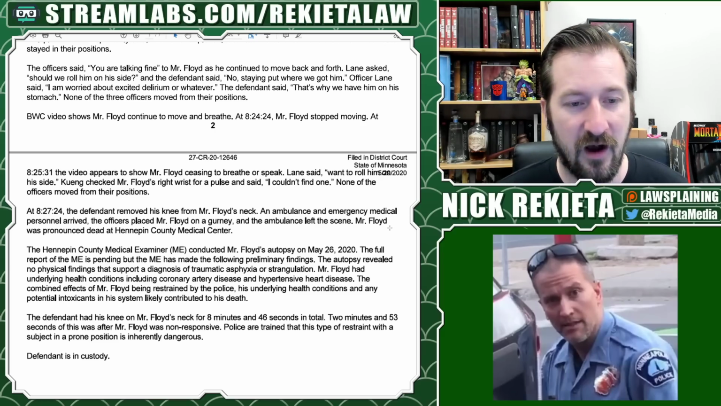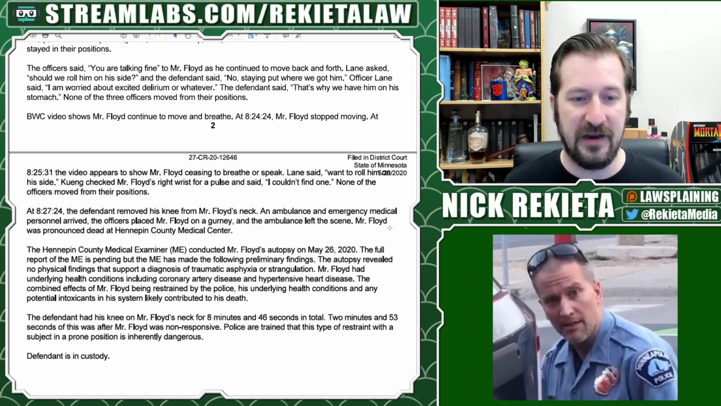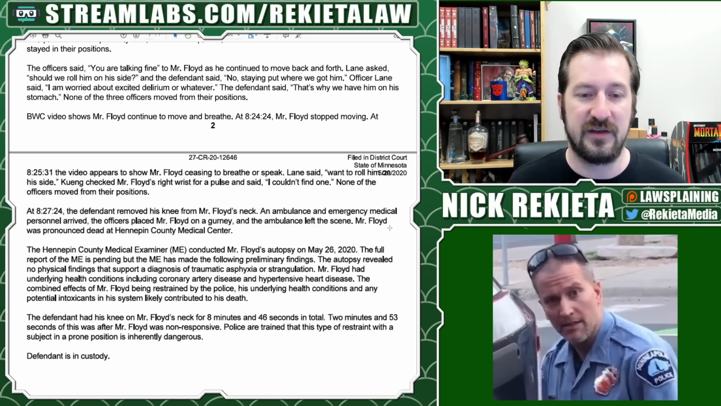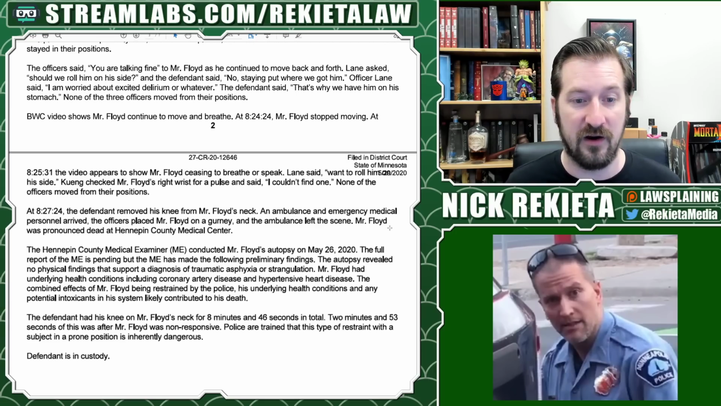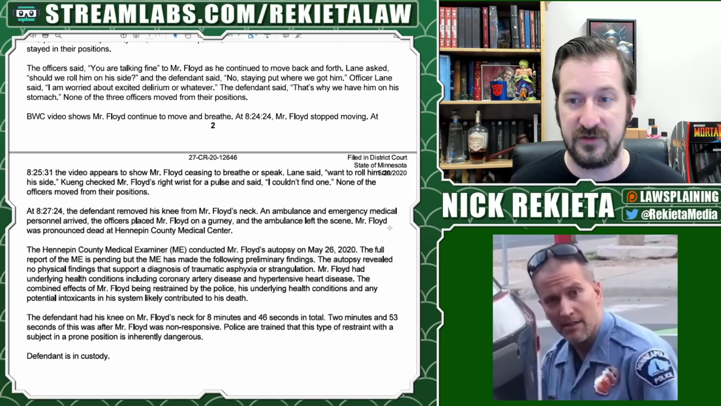Mr. Floyd had underlying health conditions, including coronary artery disease and hypertensive heart disease. The combined effects of Mr. Floyd being restrained by the police, his underlying health conditions, and any potential intoxicants in his system likely contributed to his death. So we have no idea if there are intoxicants until the full medical examiner's report comes out. The police mentioned that he seemed intoxicated in some way. Shockingly, having an intoxicant in your system is not grounds for arrest, and they did not arrest him for an intoxicant in his system.